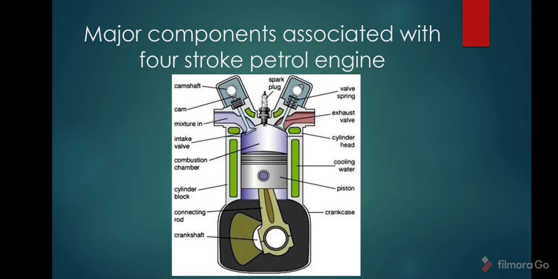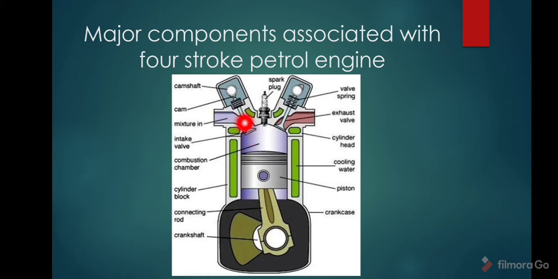Here in this figure, I have shown you few major components of a 4-stroke petrol engine. This is crank. The crank has a casing which is known as crankcase. This is connecting rod. This is piston. This is known as cylinder wall or cylinder block. This is cylinder head. This is spark plug. And here it is combustion chamber.